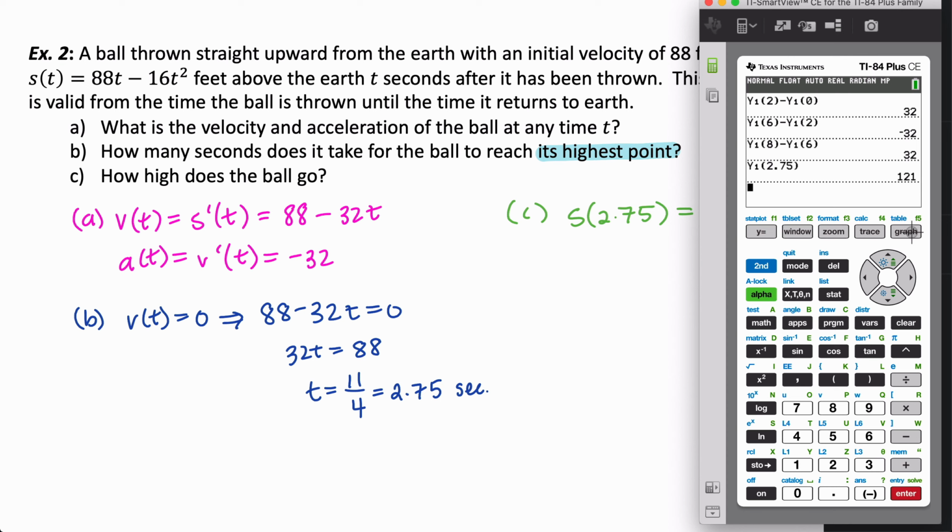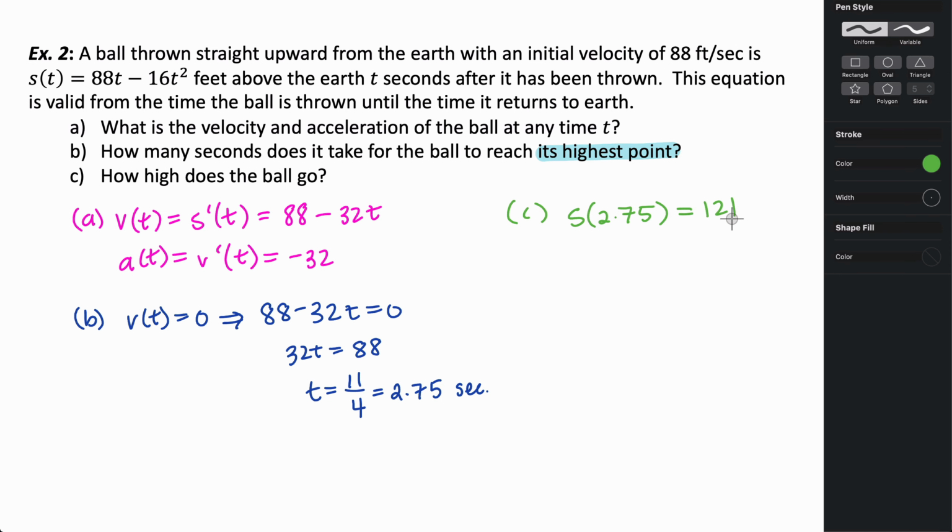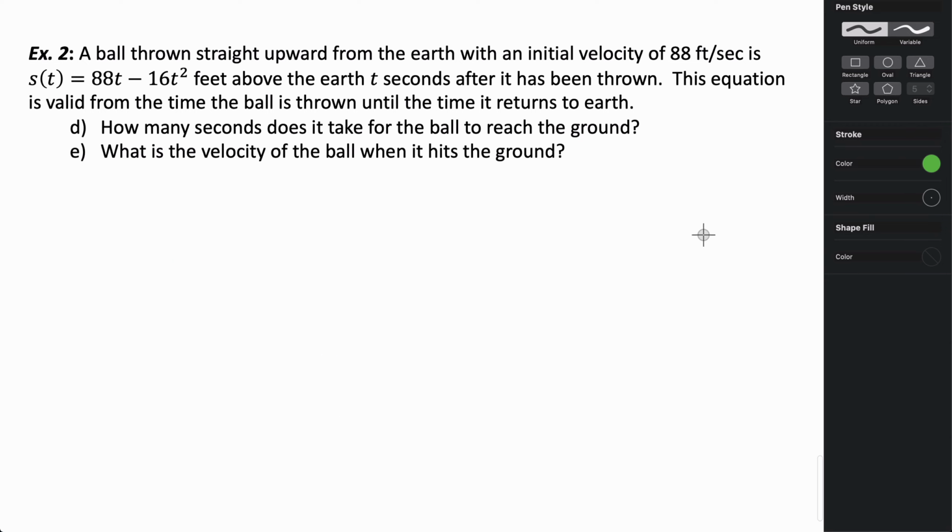So this is going to be 121. So the maximum height is 121 feet, right? Yeah, feet. So that is the maximum height. Okay. Part D is asking how long does it take before the ball reaches the ground?